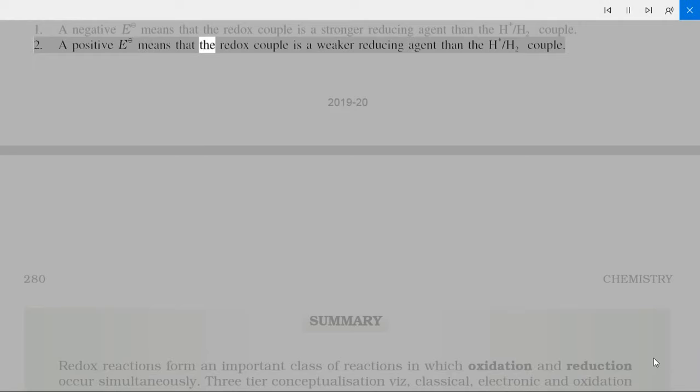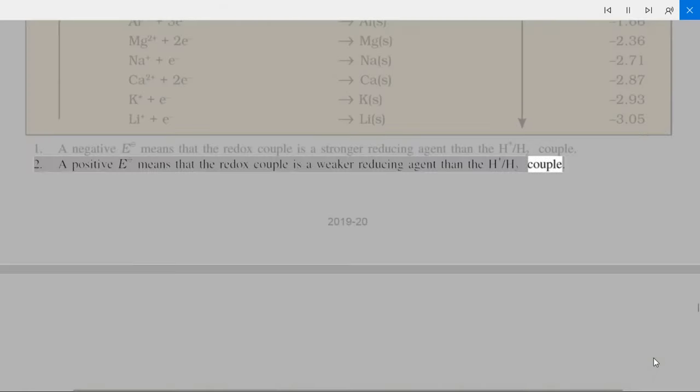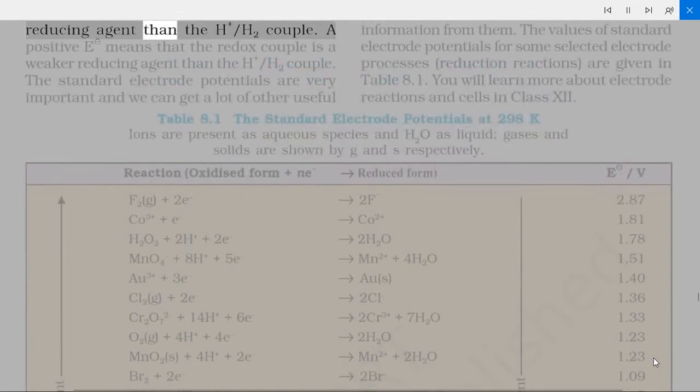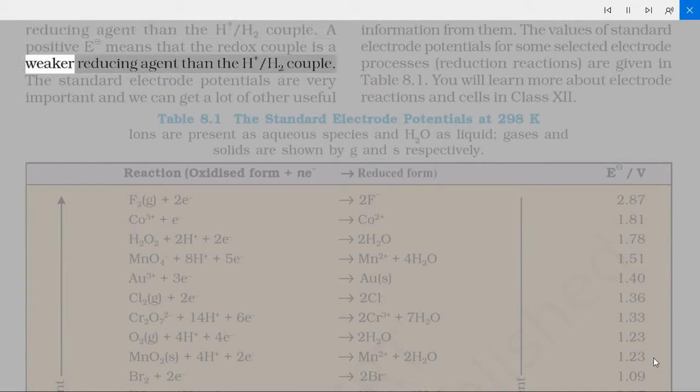1. A negative E° means that the redox couple is a stronger reducing agent than the H+/H2 couple. 2. A positive E° means that the redox couple is a weaker reducing agent than the H+/H2 couple. Table 8.1. The standard electrode potentials at 298 K; ions are present as aqueous species and H2O as liquid. Gases and solids are shown by g and s respectively.